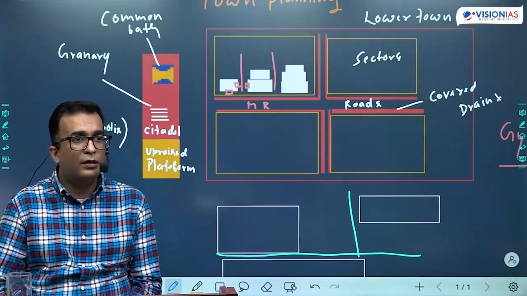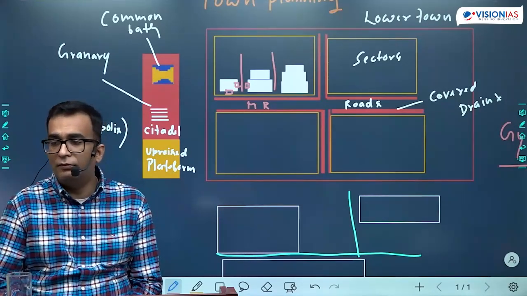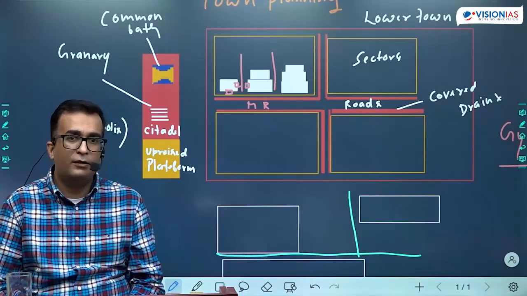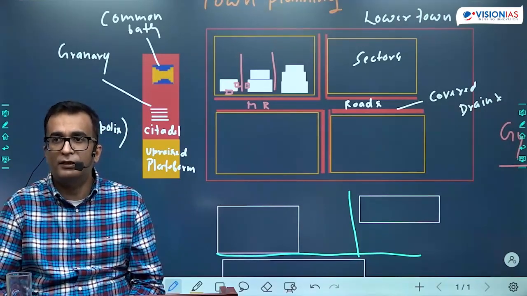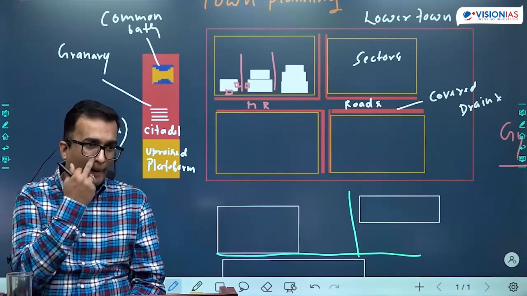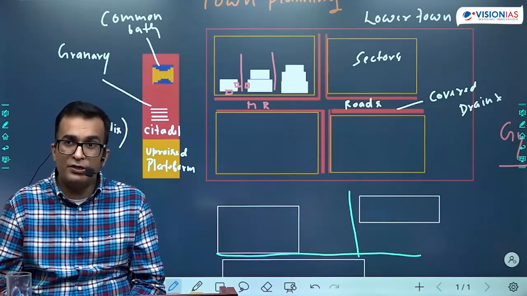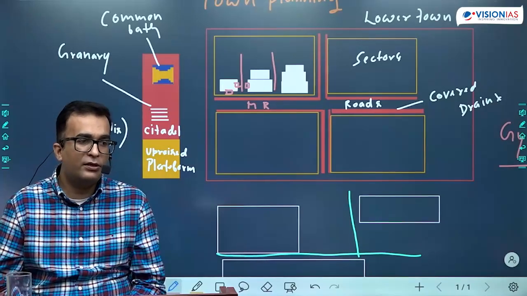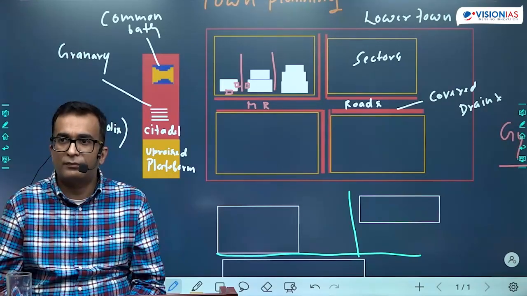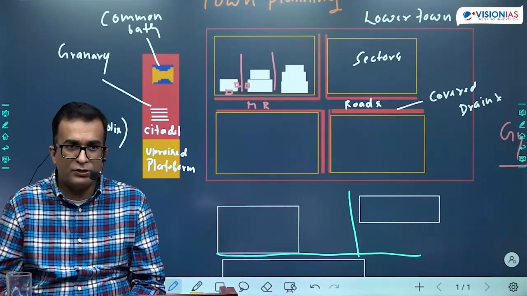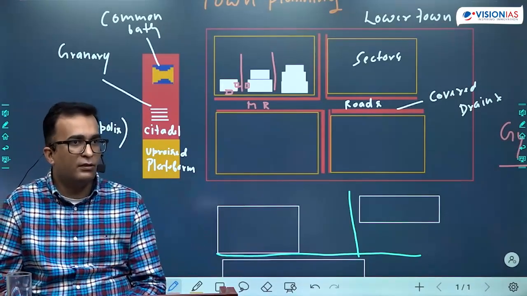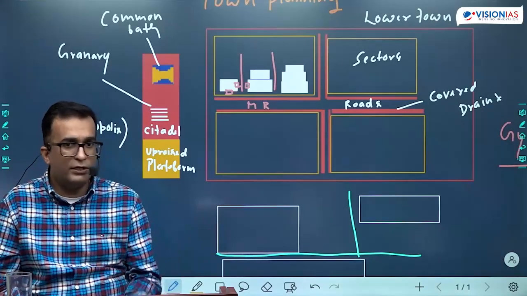Then the water tank was leak proof as it was plastered with charcoal. So the bottom floor of the water tank was all plastered with the charcoal, and that's how the leakage of the water was not happening.